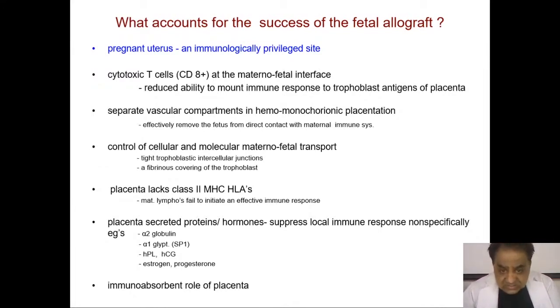The placenta produces certain local substances and hormones, for example, alpha-2 globulins, alpha-1 glycoproteins called SP1 protein, and hormones like human placental lactogen, human chorionic gonadotropin, estrogen, and progesterone, which also locally suppress the immune system so that the fetus survives and is born as a healthy baby, and no immune reaction happens against the fetus. The placenta also has a huge vascular structure with an immunoabsorbent role. So that's what you can describe all these points as.